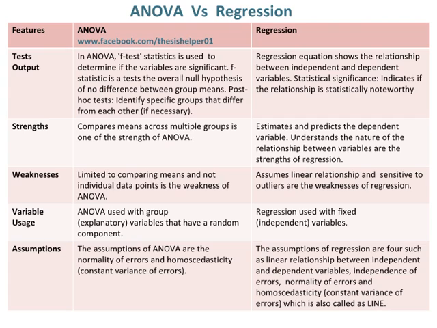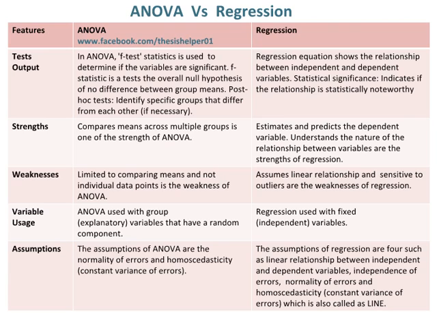Comparing means across multiple groups is one of the strengths of ANOVA. Whereas estimating and predicting the dependent variable, and understanding the nature of the relationship between variables, are the strengths of regression. Being limited to comparing means and not individual data points is the weakness of ANOVA. Whereas assuming a linear relationship and being sensitive to outliers are the weaknesses of regression.